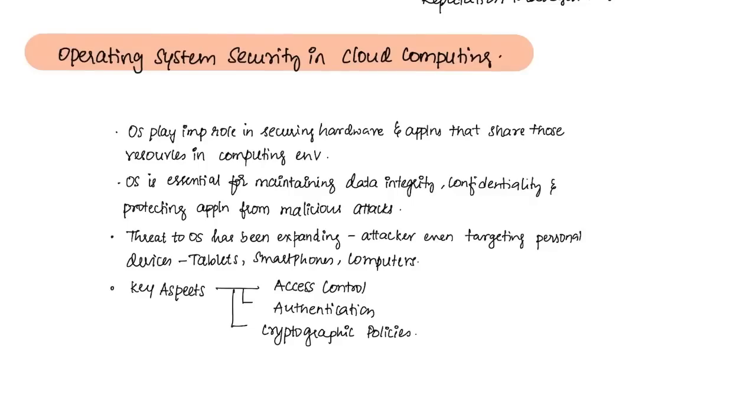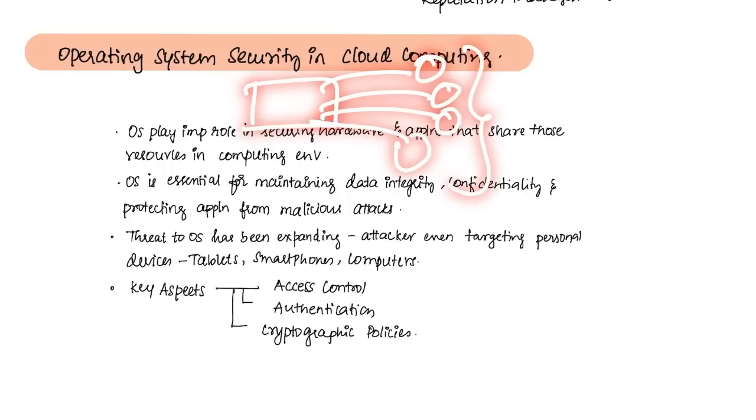Operating system security in cloud computing. So we know operating system plays a very important role in securing the hardware resources and the applications that share the resources in the computing environment. So it is very important to safeguard the operating system, because depending on the operating system, only multiple access would be provided to various users, right?